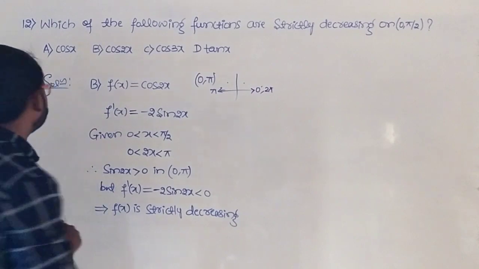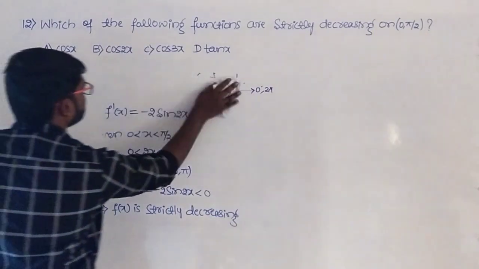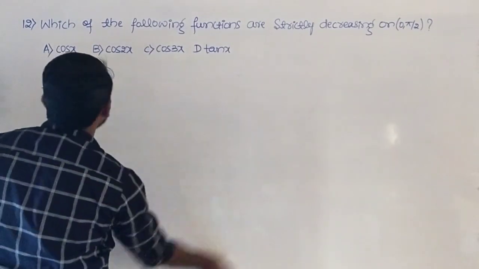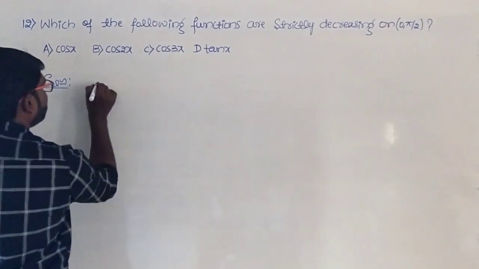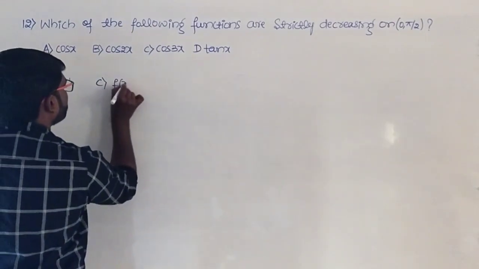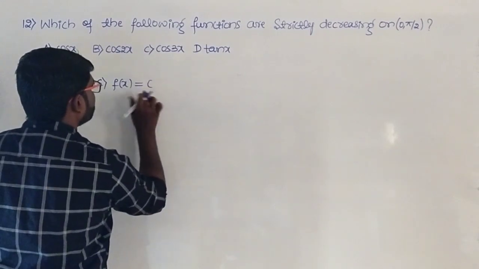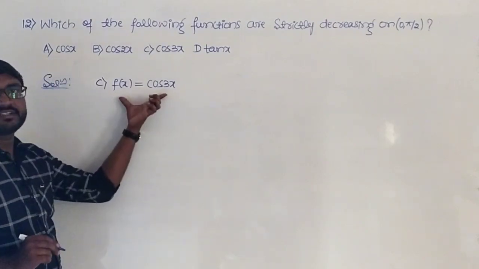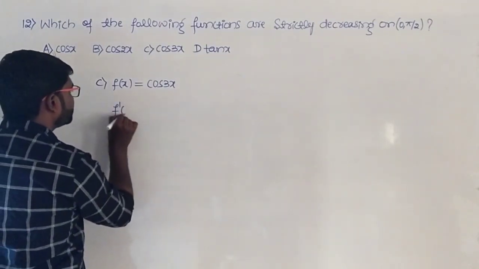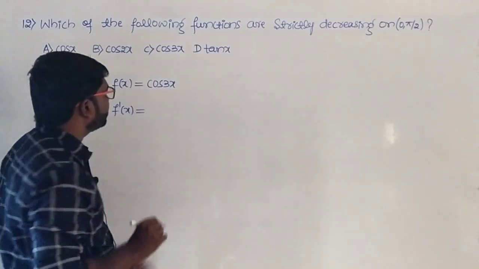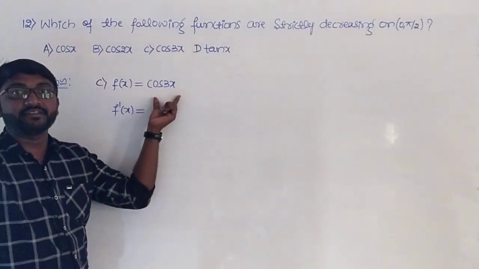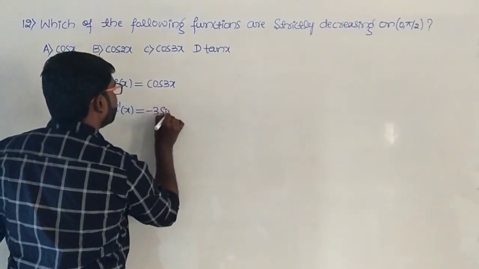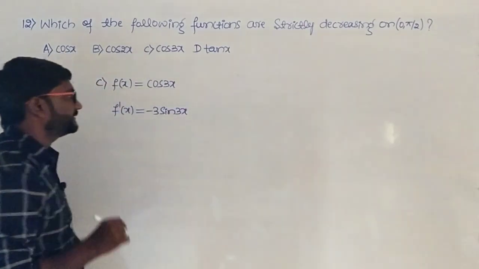Next we will take cos 3x. So let me go for the third one, that is case C. It is f of x which is equal to cos 3x, and then differentiate both the sides now. f dash of x is equal to, what is the differentiation of cos 3x? It is minus 3 sine 3x.